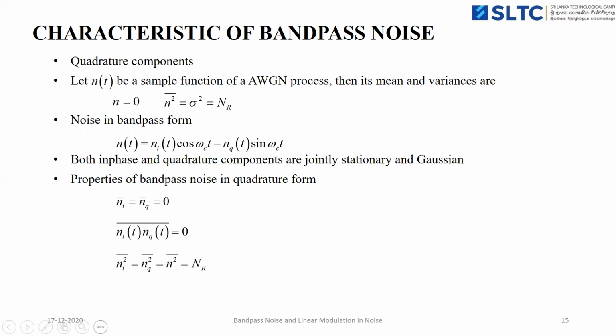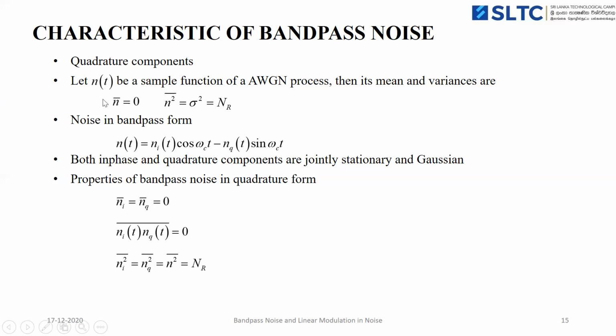Now consider the bandpass noise n of t as a sample function of the AWGN process, and we can calculate its mean and variance. The mean, denoted by n bar, will be 0. Then the variance is n squared bar, which is the mean square value. The mean square value can also be called the variance sigma squared, equal to Nr, the noise power at the receiver. Nr indicates the noise power at the receiver, or the variance.